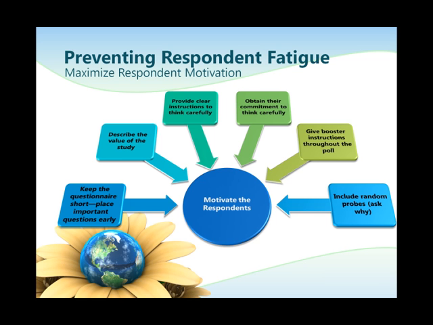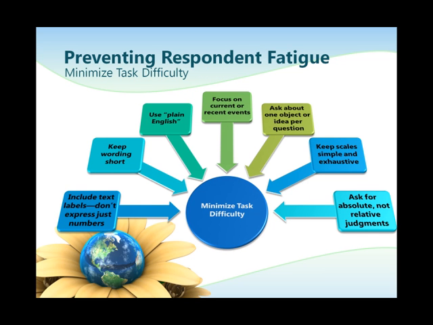The second way that you want to prevent respondent fatigue is to minimize the task difficulty. This includes text labels. Don't just express numbers, scales 1 through 10. Put the words on there that you think make it most relevant. Keep the wording short. Use plain English. Focus on things that are interesting in the here and now. Only ask about one idea per question. You want to make sure that you keep it focused.